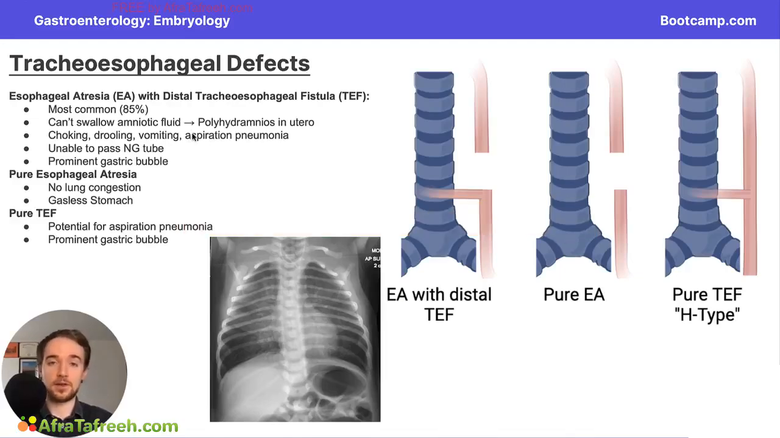This is David, your guide to gastroenterology, and today we're going to be continuing our embryology chapter with a discussion about tracheoesophageal defects. So if you watched the first video about gut sections, you might remember that the foregut is what develops the trachea as well as the esophagus.